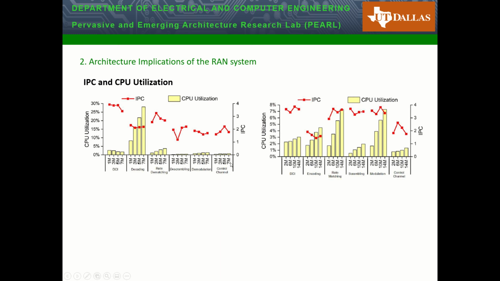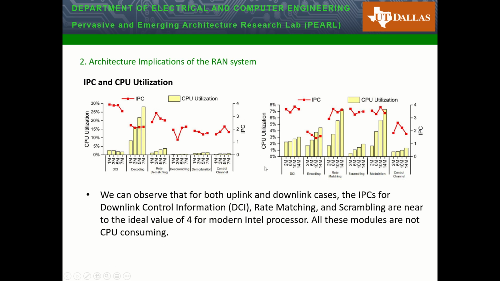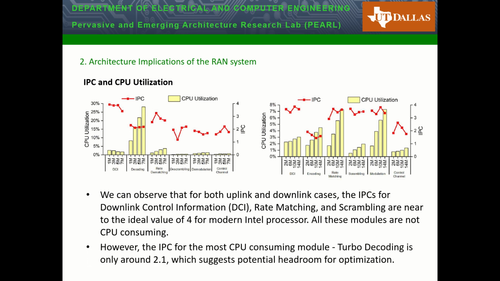We first characterize the IPC and CPU utilization for the modules inside the VRAN system. From the figure, we can observe that for both uplink and downlink cases, the IPCs for downlink control information, rate matching, and scrambling are near the ideal value of 4 for modern Intel processors. All these modules are not CPU consuming. However, the IPC for the most CPU consuming module, turbo decoding, is only around 2.1, which suggests significant headroom for optimization.